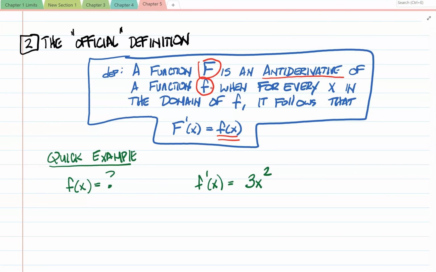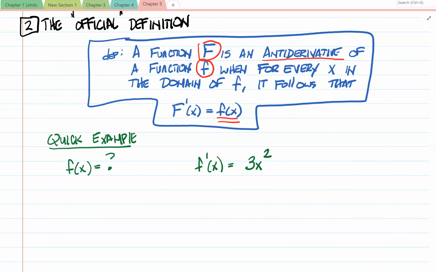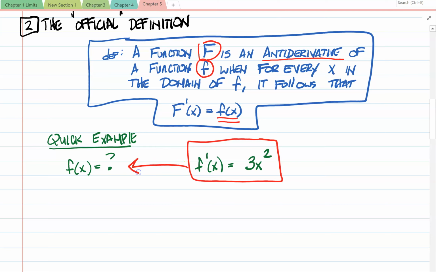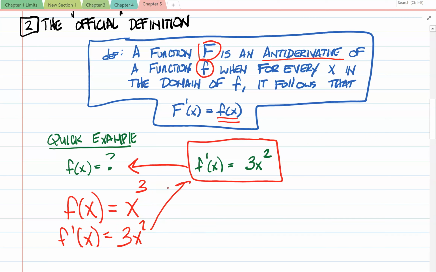That's not a very useful definition when you're just understanding this stuff, so let's work backwards and play with it. Let's say I gave you this: there's a function out there such that when you take the derivative, you get 3x squared. Your job is to tell me what function I was originally thinking of. Hopefully you came up with x to the third, because when I take the derivative of x to the third, I use the power rule and I get 3x squared. That's exactly what we found.